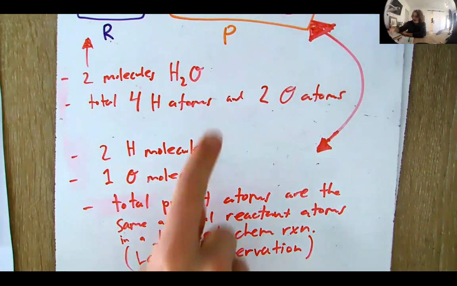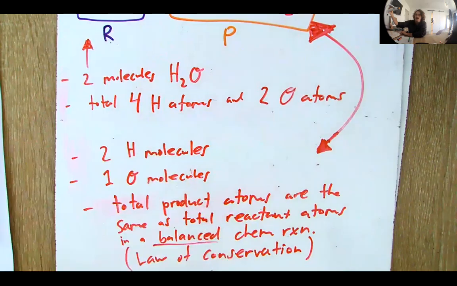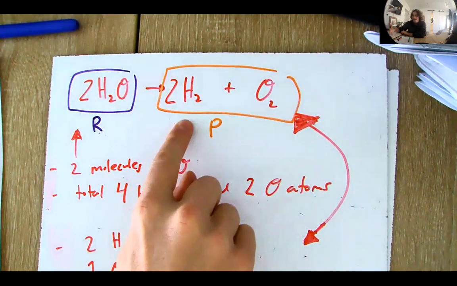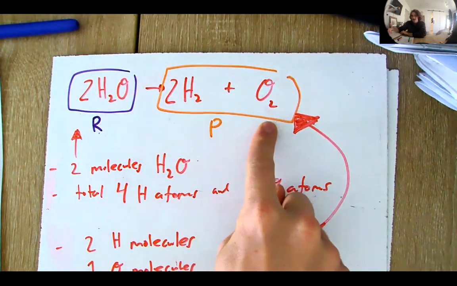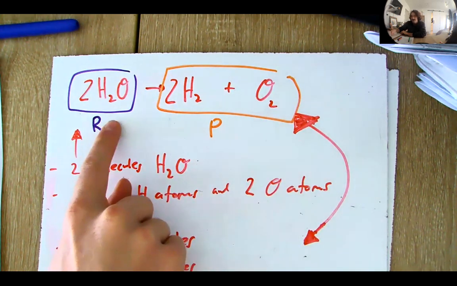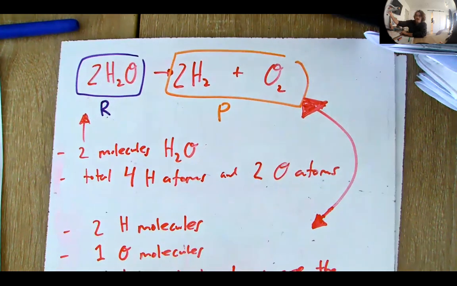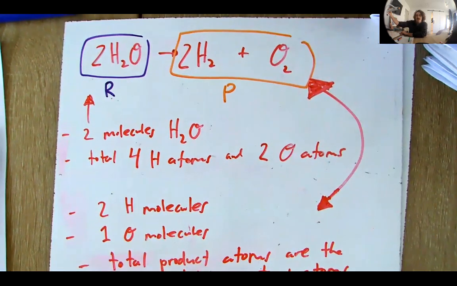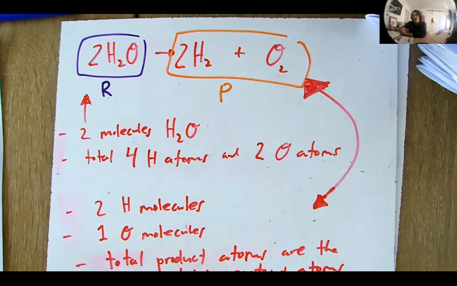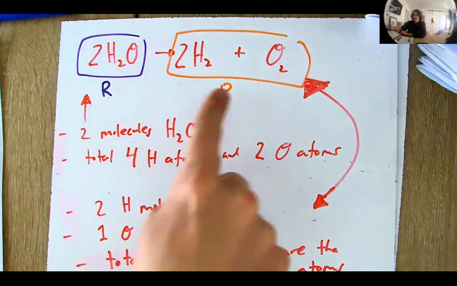If you added up all the hydrogen atoms and the oxygen atoms on the product side, they will equal the same amount of hydrogen atoms and oxygen atoms on the reactant side. That's the law of conservation, because matter cannot be created or destroyed. It can only be rearranged into different substances. So that means the number of atoms on the reactant side and the product side will stay exactly the same.